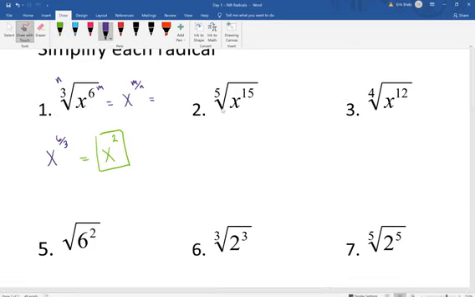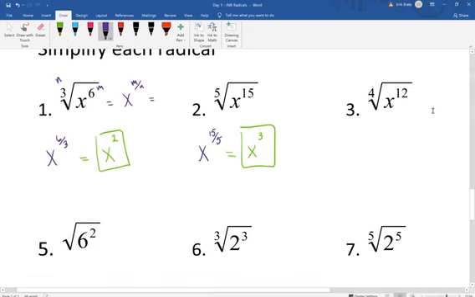Doing the same thing over here, we have x to the 15 over 5. Number inside goes on top, number outside goes on bottom. 15 divided by 5 is just x to the third power. Moving on to example number 3, we'd have x to the 12 over 4, which is just going to be equal to, well, 12 divided by 4 is x to the third again. 12 divided by 4 is 3.